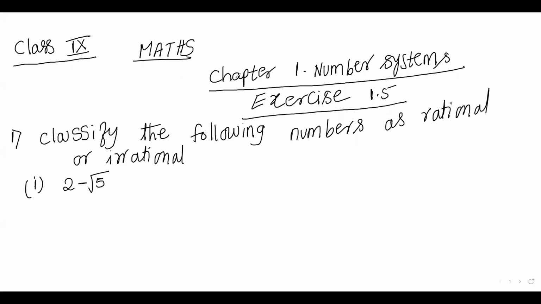Class 9 Maths, Chapter 1 Number Systems, Exercise 1.5. Classify the following numbers as rational or irrational. The first bit is 2 minus root 5.